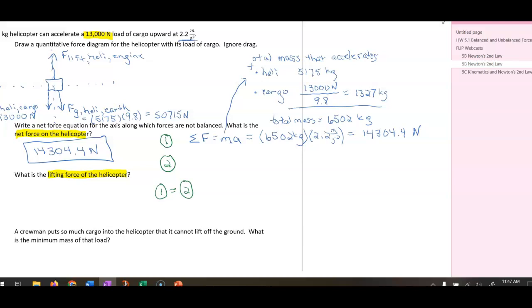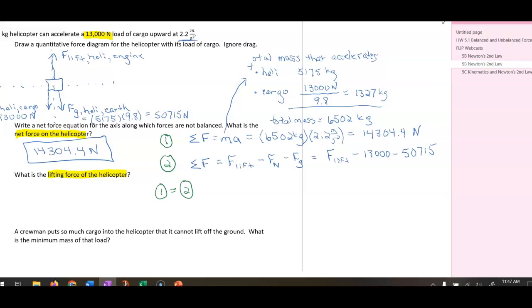Okay, but to solve this problem, I also need to write another equation to find the net force. And this is the equation that I find by looking at the force diagram. Here I've got three forces, and so I have to write the equation for how I add those together. I add the lifting force because it points up, but I subtract the normal force and I subtract the gravitational force. I know two of these. I do not know the lifting force, so I keep that just as a variable, but I know that I have to subtract the 13,000 and I have to subtract the 50,715.